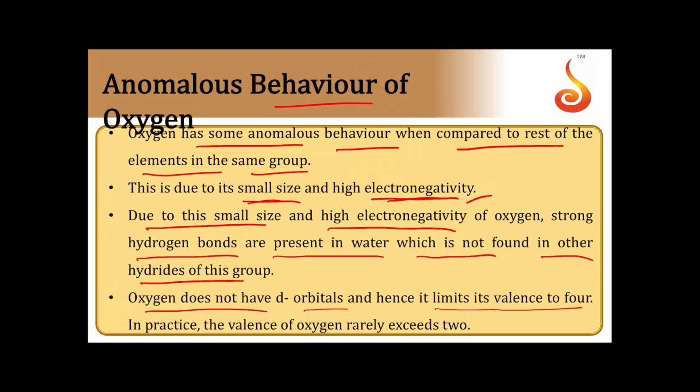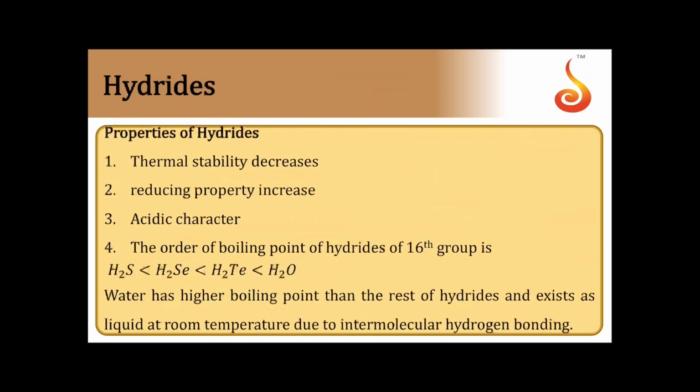In practice, the valency of oxygen rarely exceeds 2. So normally it restricts its covalency because of the absence of d orbitals. Because of smaller size and high electronegativity, it forms very strong hydrogen bonds in water. Others do not have hydrogen bonds. And because of the absence of d orbitals, it can't expand the octet configuration further.